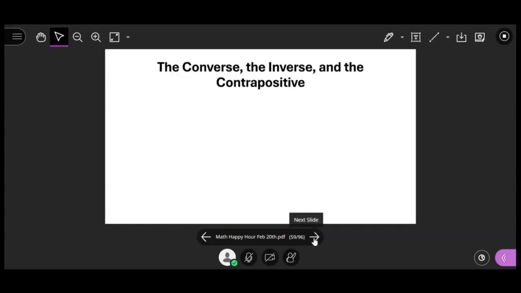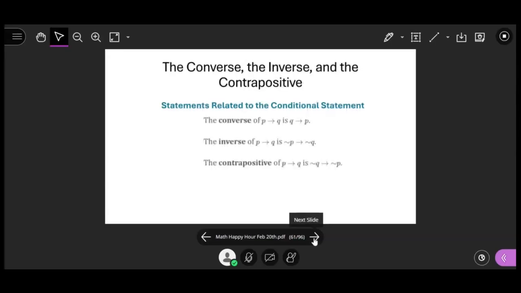The converse, the inverse, and the contrapositive. These are also statements related to the conditional statement. So the converse of the conditional P Q is Q conditional P. Notice that the P and Q switch places for the converse. The inverse, we're going to have the negation of P and the negation of Q. And the contrapositive, we're going to switch the Q and P, but also put the negation.